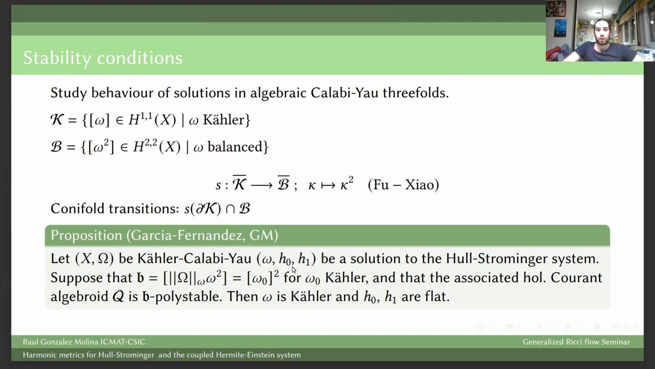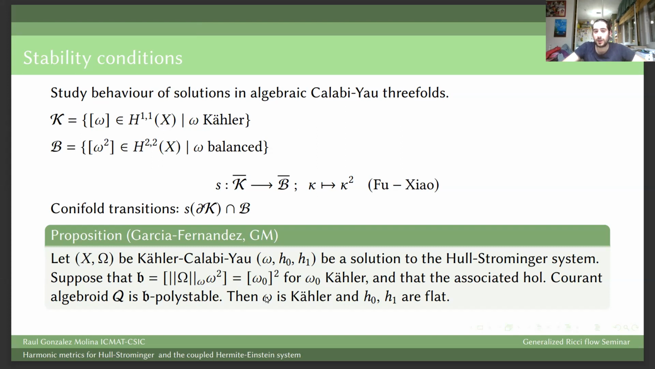Okay, so I have this situation, and I assume that my holomorphic current algebroid associated to a solution of the Hull-Strominger system is polystable with respect to this class. Then it follows that the metric is scalar and H0 and H1, the metrics on the bundles, are flat. So it is not a very promising result, right? I want solutions which are not Kähler, but in the end, all I get is scalar.